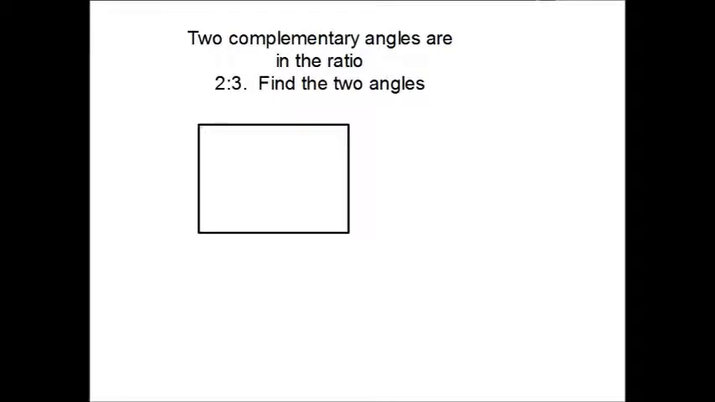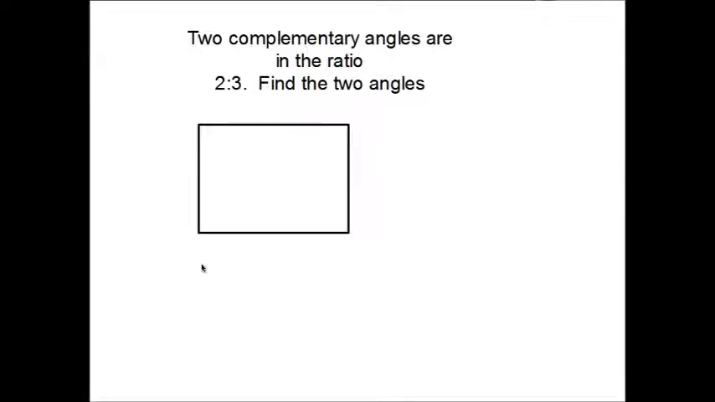So two complementary angles are in the ratio 2 to 3, and we want to find those two angles. Now, we've talked a little bit about ratios. Anytime we have ratios, what always has to accompany those before we set up an algebraic equation? If you said add an x, you're right. That's what we're going to do.